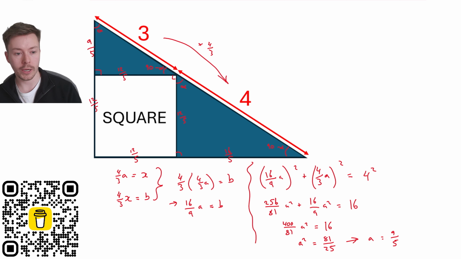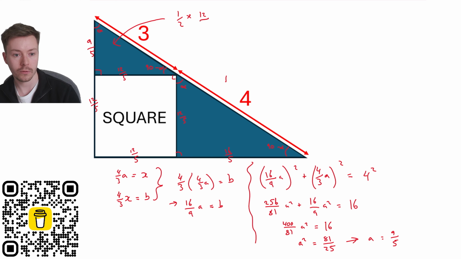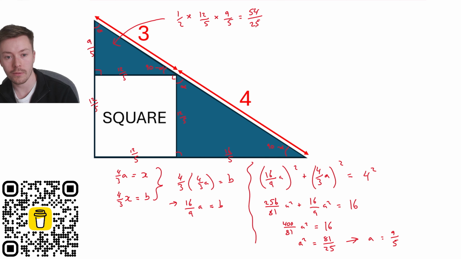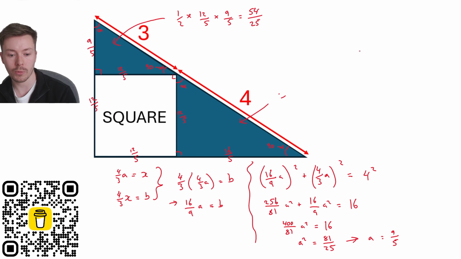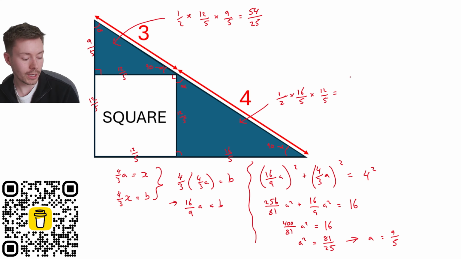Okay, now I can work out the area of these triangles separately. So this triangle here is going to be a half times by 12/5 times by 9/5. Half times the base times by the height is going to give me an area of 54 over 25. And then the area of this blue triangle is a half times by 16 over 5, the base, times by the perpendicular height, which is 12 over 5, gives me an area there of 96 over 25.